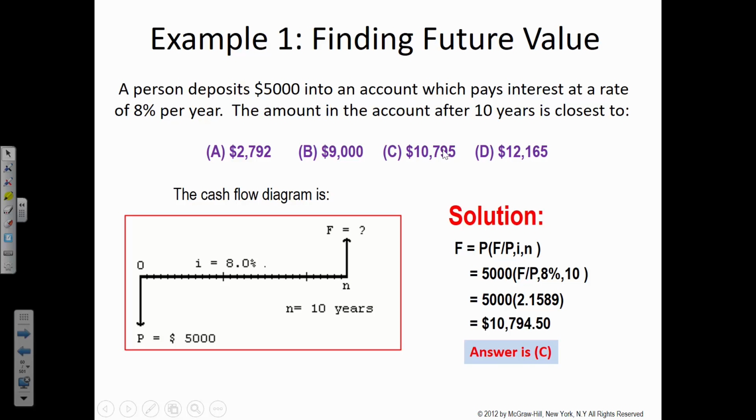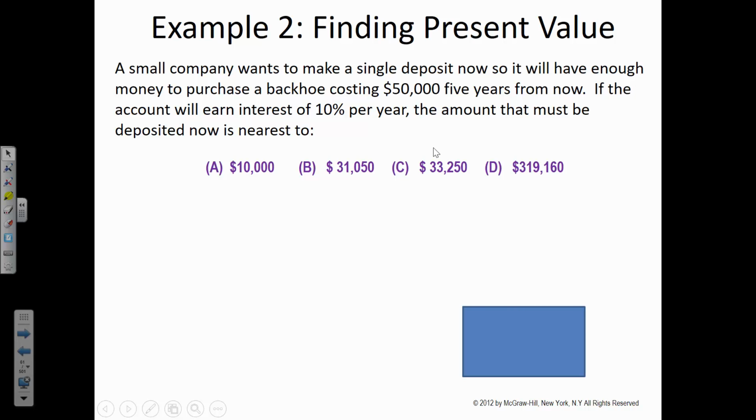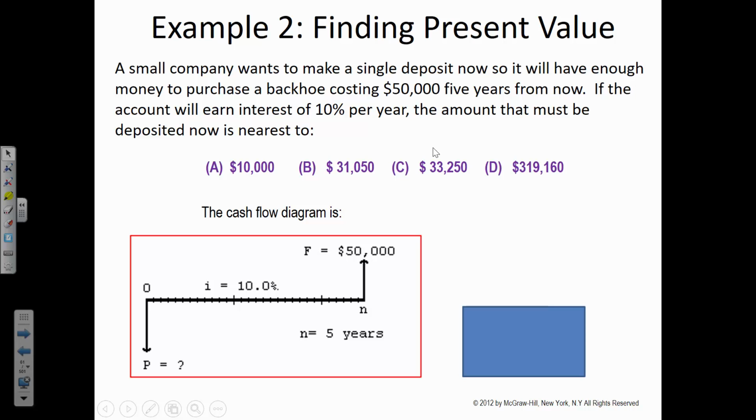Let's look at another one. Small company wants to make a single deposit now, so it'll have enough to purchase a backhoe costing $50,000 in 5 years. If the account earns 10% interest per year, the amount deposited now is nearest to... All right. First things first, I think it's always a great idea to prepare a cash flow diagram. Even if the problem doesn't say that you absolutely have to, it's a great idea. It's just accident avoidance. You know, you avoid mistakes when you take your time and you're thorough.